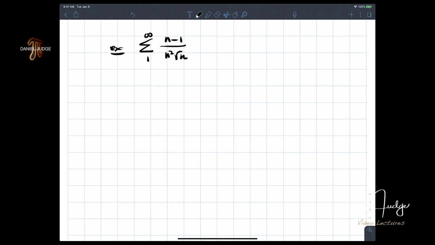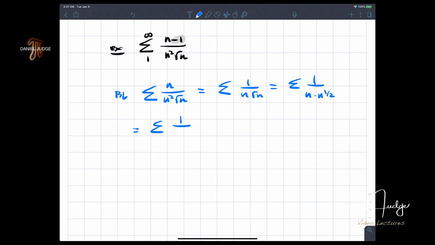Here's something that's similar. They want to know whether this converges or diverges. So use the strategy we talked about. We're going to start to remove the constant terms. So this behaves like the series. If I remove that constant term, I get n over n squared, square root of n. Now do some algebra. 1 over n, square root of n. 1 over n times n to the 1/2. And then, ladies and gentlemen, that's 1 over n to the 3/2. So this is what this behaves like.